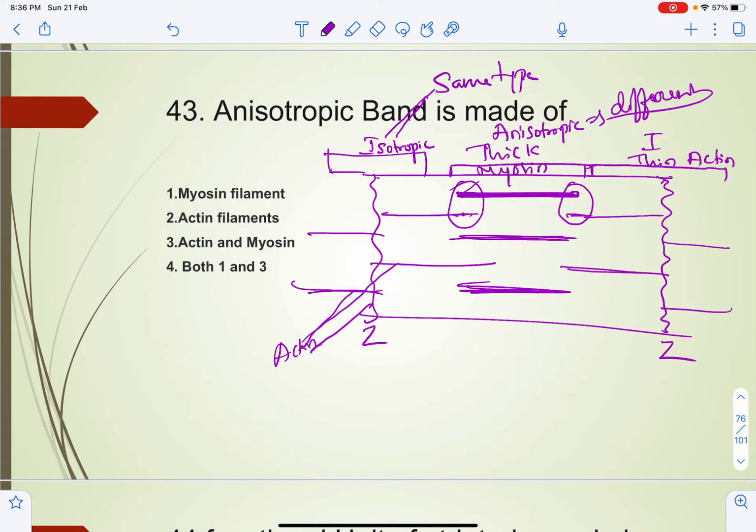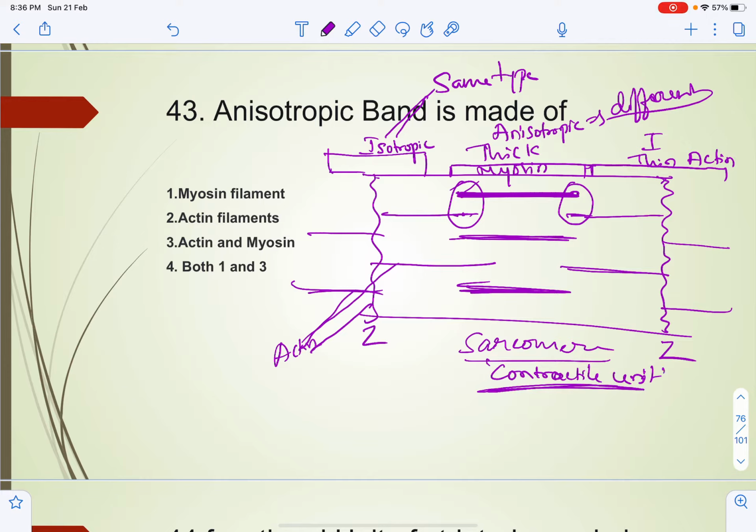The portion between two Z lines is called the sarcomere, which is the contractile unit. The structural and functional unit of the muscle fiber is the sarcomere. The answer for this question: the anisotropic band is made up of myosin only. There is overlapping, but the answer is the myosin filament.